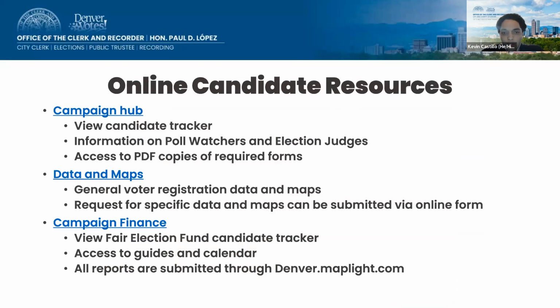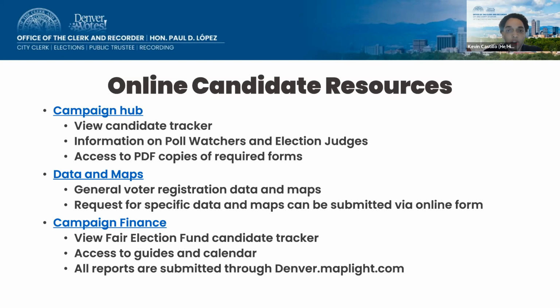Okay, and now we'll move on to our online candidate resources. As you all know, we have our campaign hub that features our candidate tracker, and it also features information on poll watchers and election judges. If somebody reaches out to you about doing either of those things, they can always find that information readily accessible on our website. And we also have PDF copies of all the forms that are required of you all as candidates. So if you need to update a form, you can always access it there and send it our way. We can provide you with paper copies here at our front office as well, but this is just a little easier if you want to look at it beforehand.